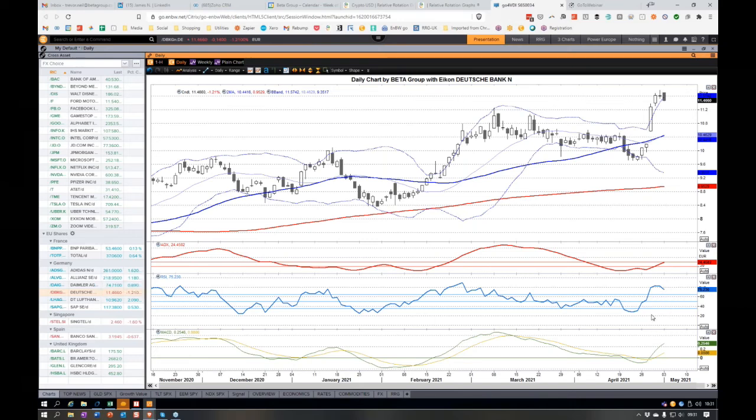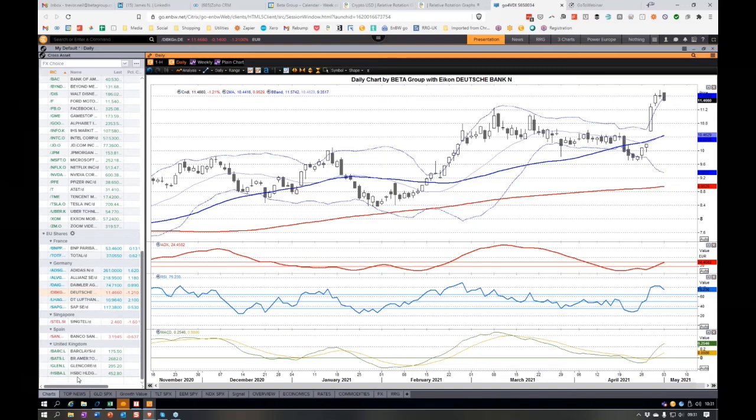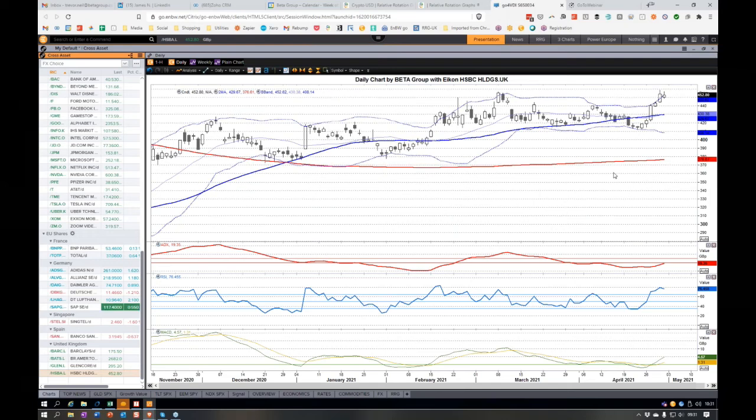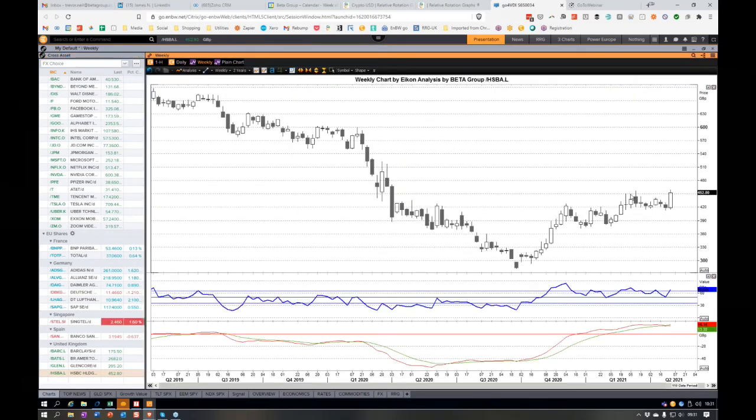The MACD is positive here. The ADX is coming up strongly. The RSI is quite exposed, so correction is possible here. So if you're not in it, I would wait. I think we're in for a bit of a correction in it.